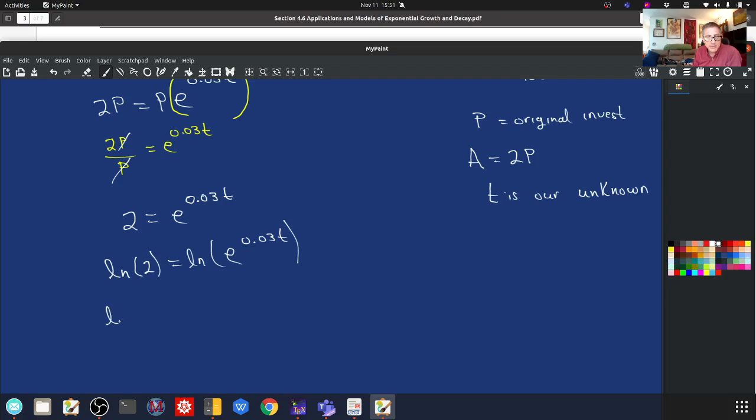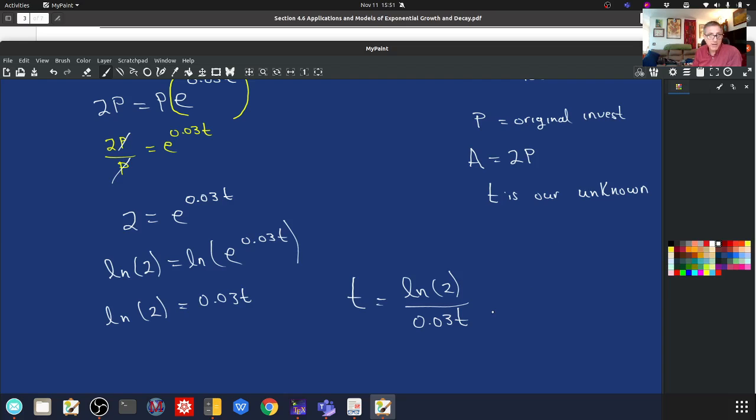Then we use the exponent rule of logs to bring the 0.03 T out in front, and over here I have the natural log of e, which is 1, and now I just simply solve for T. So T is equal to the natural log of 2 divided by 0.03. So think right here in your head, how long do you think it's going to be?